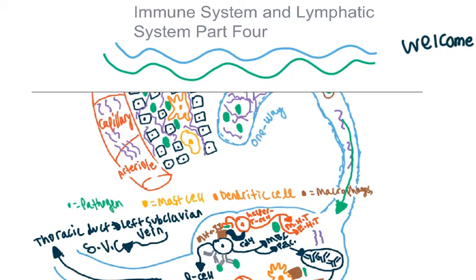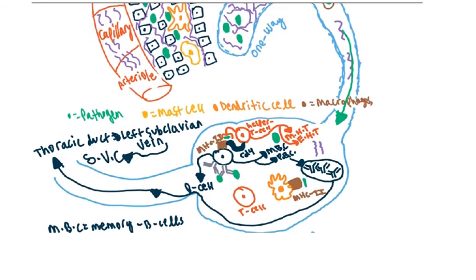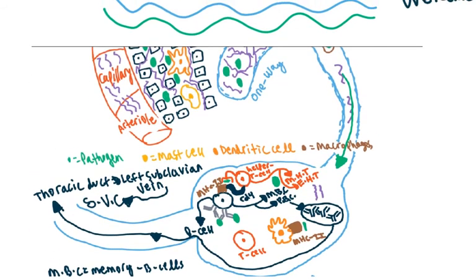In our part 3 video, we left off right here. We finished talking about how our B cells present our antigen, and our helper T cells and B cells work together and cause proliferation of each other into memory helper T cells, effector helper T cells, memory B cells, and plasma B cells.